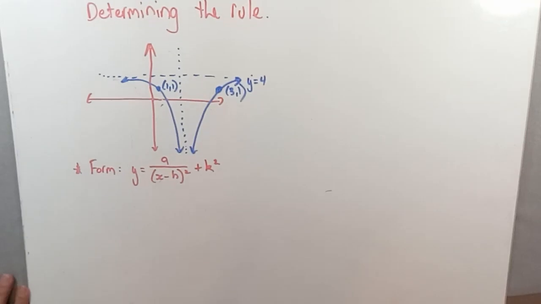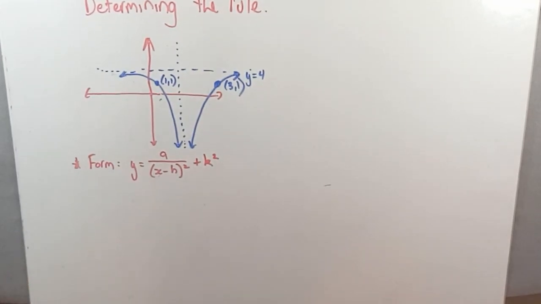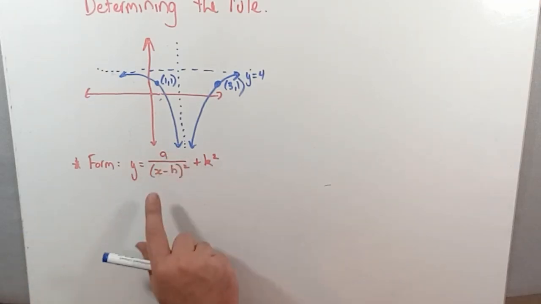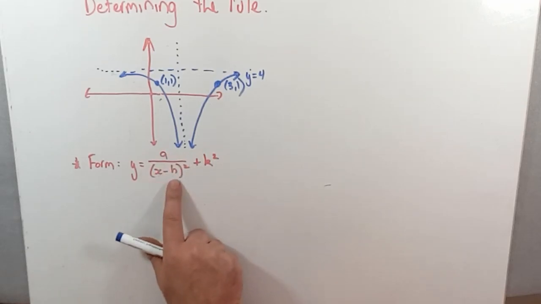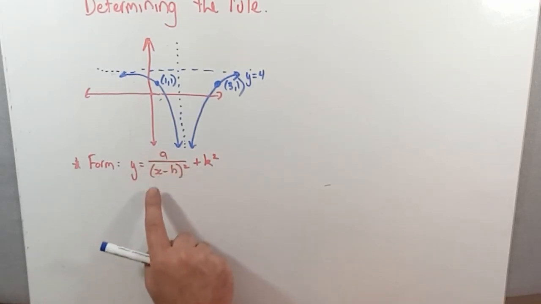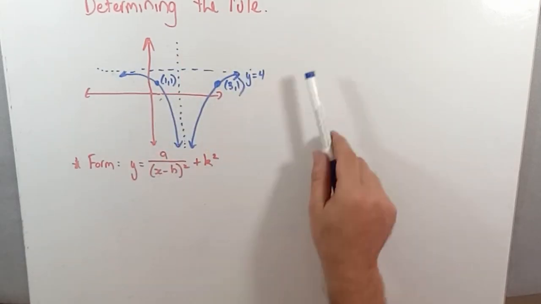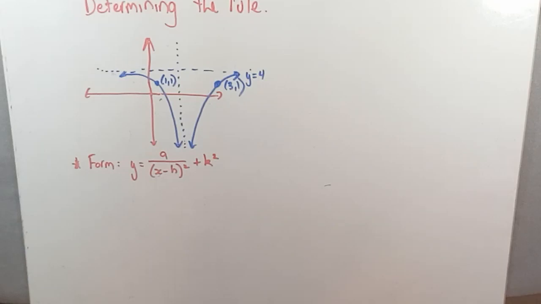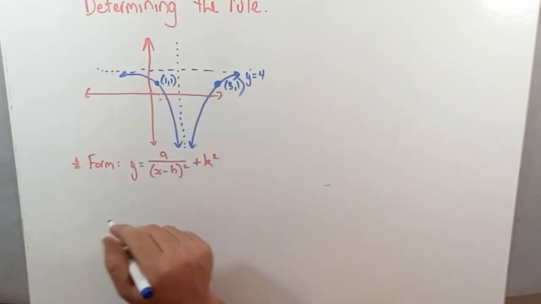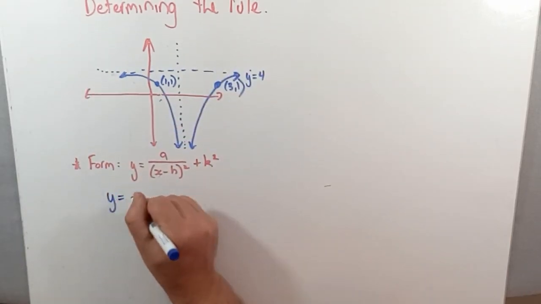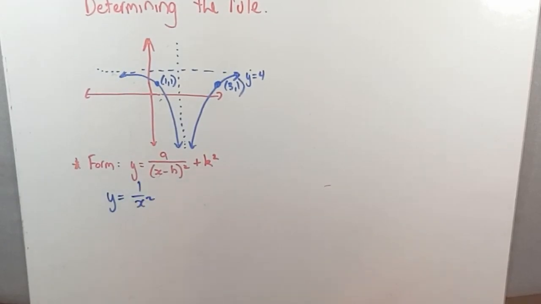Okay, so if you've got the graph, how do you determine the rule? Let's have a look at this graph. It's given in the form A over x minus h squared plus k. So we're going to find the values of A, h, and k, looking at this graph. We should know that this is a truncus, and we know what form truncuses are. So we've got y equals 1 on x squared.